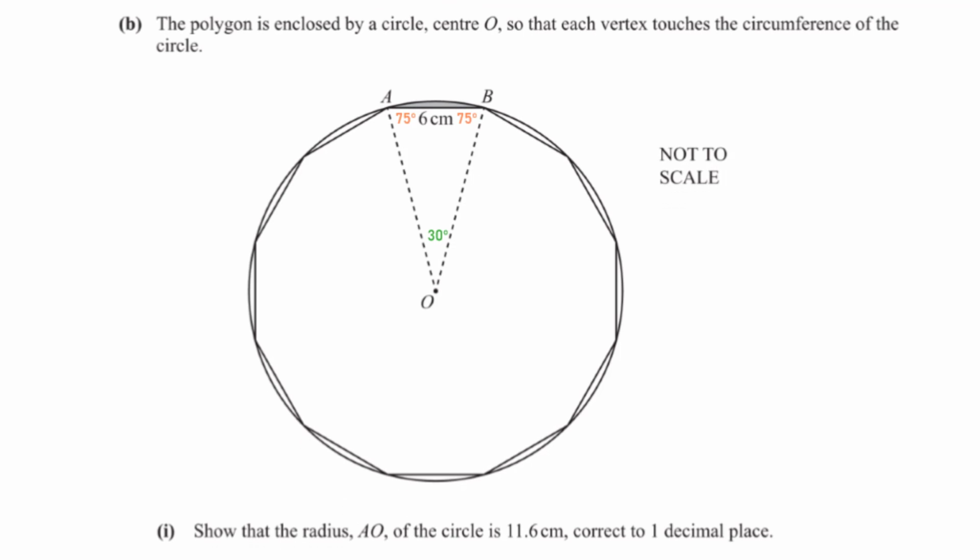The polygon is enclosed by a circle center O, so that each vertex touches the circumference of the circle. Show that the radius AO of the circle is 11.6 centimeters, correct to 1 decimal place. First, we need to find angle OAB, which is half of the interior angle of the polygon, which we found to be 150 degrees, giving us 75 degrees.